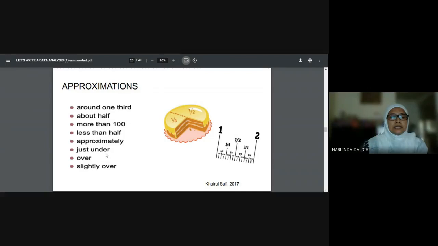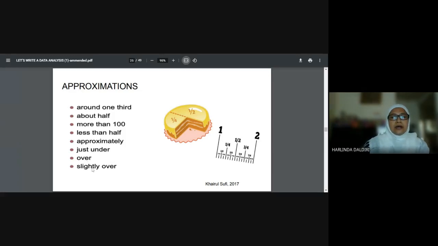approximately, just under, over, and slightly over. Here, they are all about the same, okay? So if it is just under, it means that, let's say you have the figure 100, but it's slightly below 100, then you say just under. You can also say slightly under or slightly below, all right.